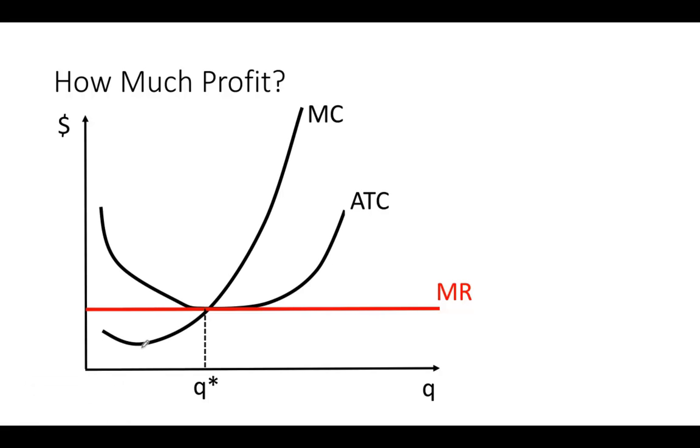It's the same calculation as before. You take the price times quantity. That gives you the total revenue. Then you take the quantity multiplied by the average total cost of making that quantity. That gives you the cost. So if the total revenue is this rectangle and the total cost is this rectangle, when you subtract the cost from the revenue, you get no profit.